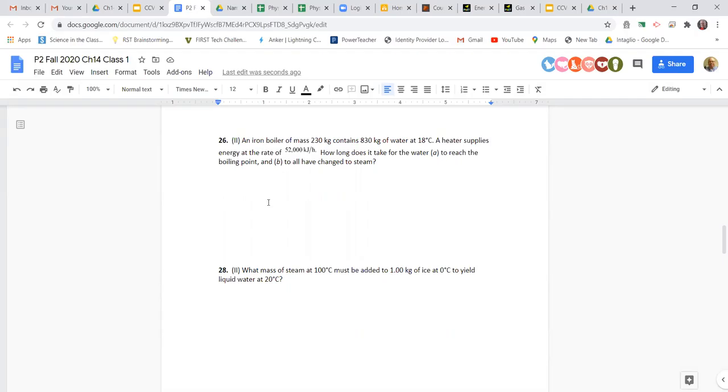And then we have 830 kilograms of water, that's at 18 degrees. And then we're gonna add heat at a rate of 52,000 kilojoules per hour. Now it's interesting, should we convert that kilojoules into joules per second? I think let's hang on to this because I have a feeling that boiling this water is going to take a while, and hours might actually be a reasonable unit to report our answer in. So how long does it take for the water to get to the boiling point and then to change everything into steam?